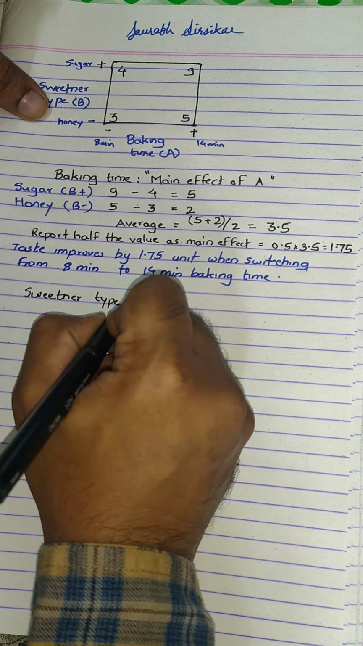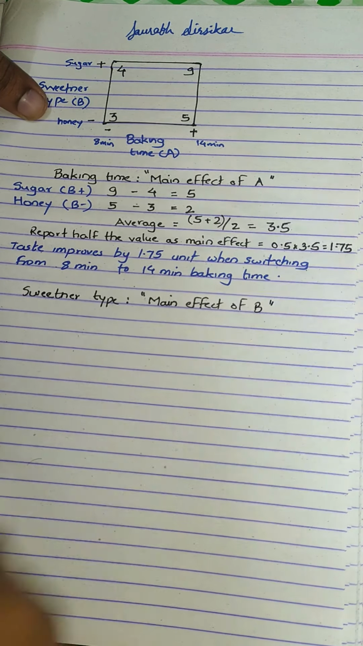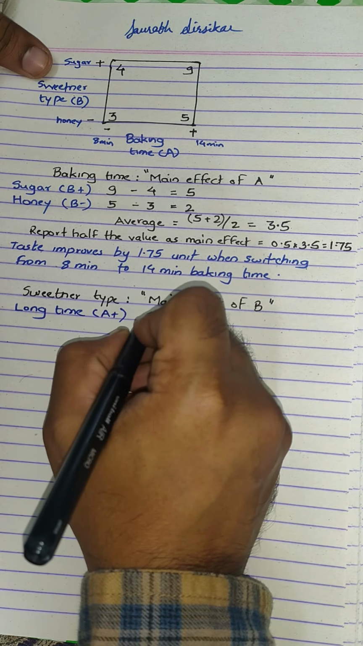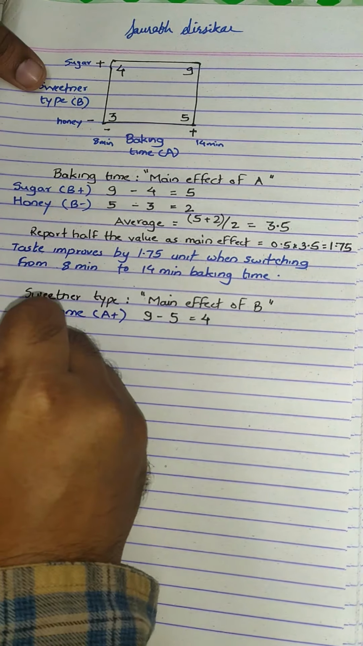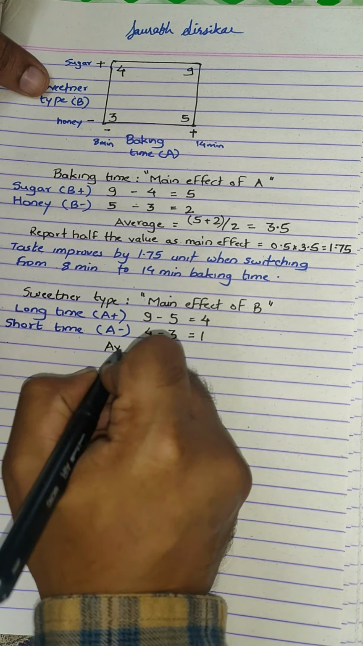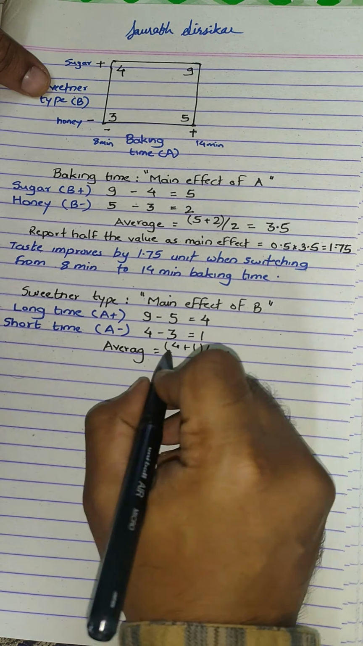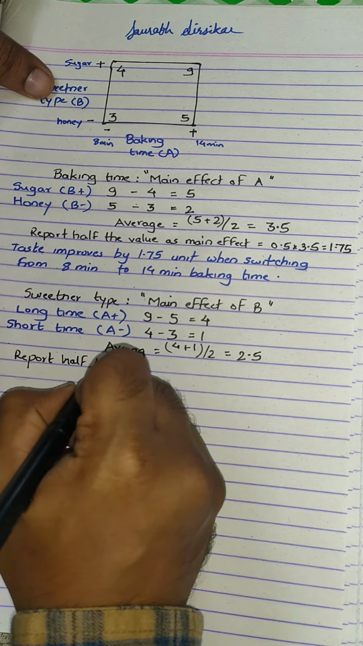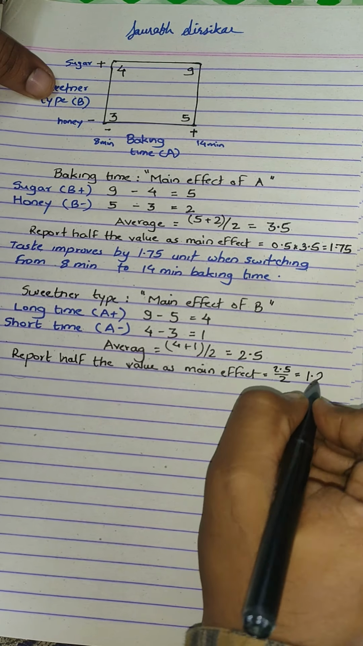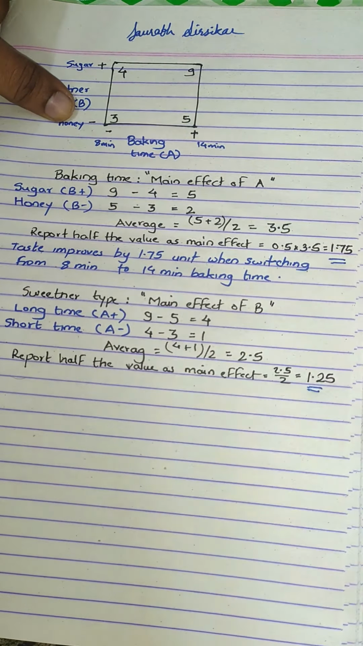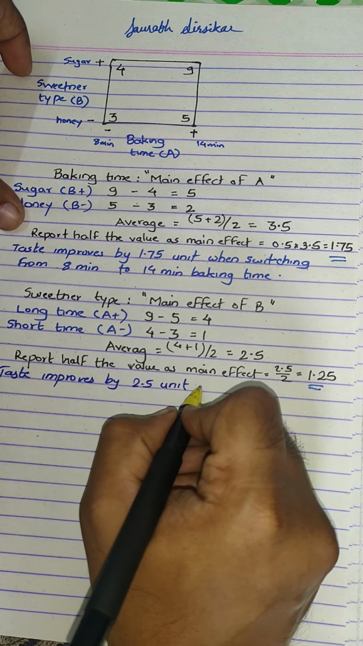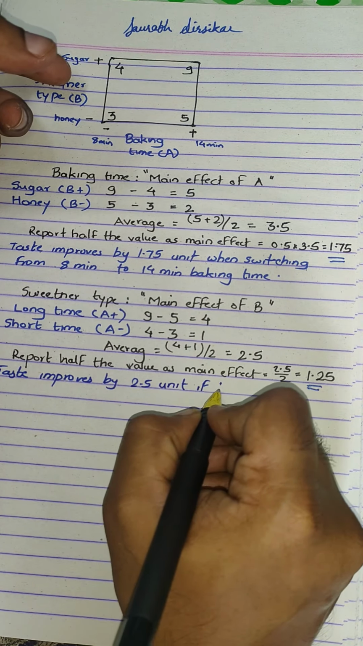Next, we examine the main effect of sweetener. When we move from high to low, we can see this is 9 minus 5, that is 4. And the change at low baking time is 4 minus 3, which equals 1. So the average of 4 and 1 is 2.5. There is a 2.5 unit change on average in taste when we go from using honey to sugar. Remember that we report half of the value again. So 1.25.